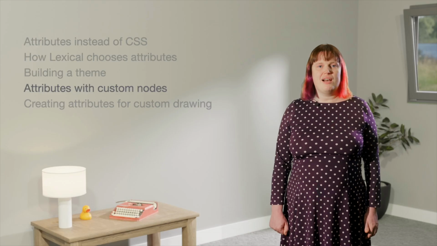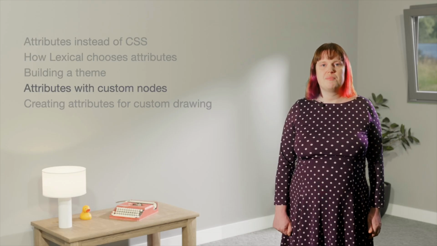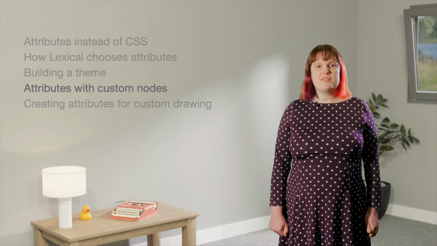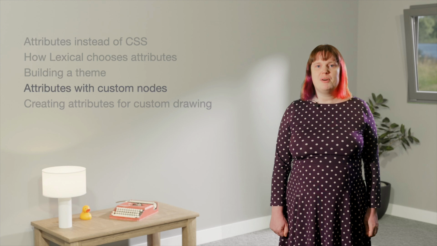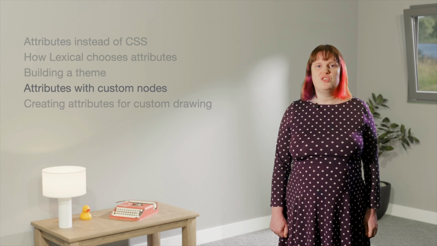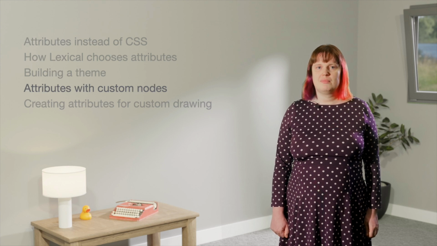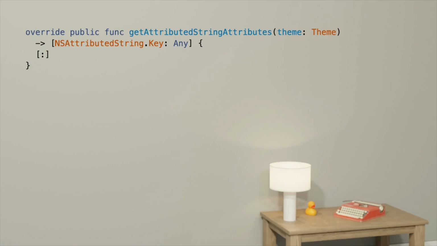Now we'll quickly cover how to work with attributes if you have a custom node. We touched on this before when we mentioned the getAttributedStringAttributes method, but now we'll talk about how you implement this within your node subclasses. The simplest thing you can do here is just return a dictionary of attributes. It can be empty if you just want your node to inherit whatever it is contained in. Or you can return specific attributes to override.